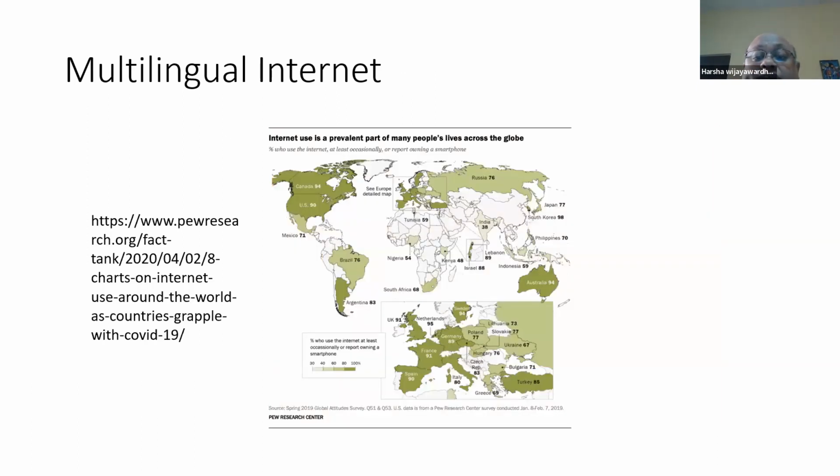Then if you look at internet use as a prevalent part of many people's lives across the globe, you can see the US is 90% right now. And for Sri Lanka, some of the statistics we are not very sure about. The numbers we have got, last year it was about 35% before COVID. Now almost 40% to 50% of people in Sri Lanka are using the internet. The worldwide numbers I got for 2020. So this is what is happening right now.